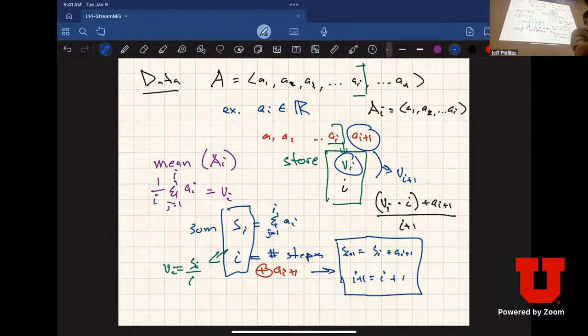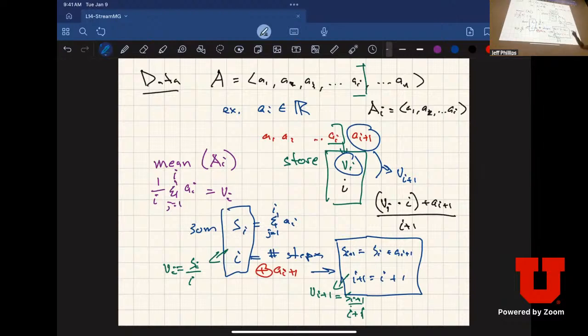And then if I want to get out V_{i+1}, this is just S_{i+1} divided by my I plus 1, which I've stored explicitly right here. Okay, so by storing the sum and the total count separately, now I can get the mean out. And this is very easy to update.